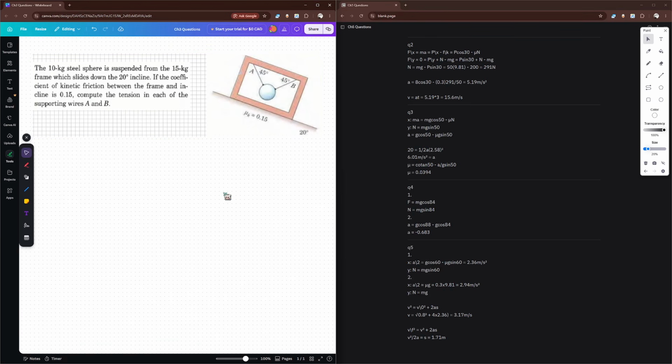The 10 kilogram steel sphere is suspended from the 15 kilogram frame, which slides down the 20-degree incline. If the coefficient of kinetic friction is 0.15, compute the tension in A and B.